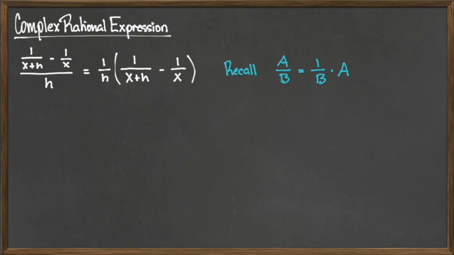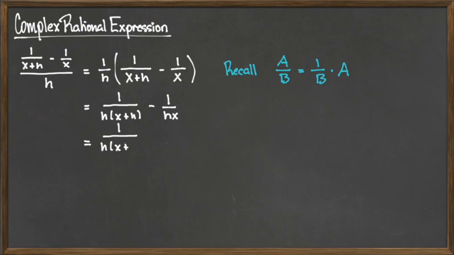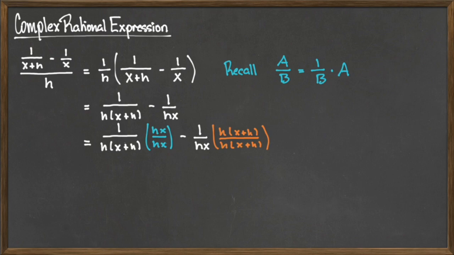Next, I'm going to distribute that 1 over h to each of the fractions within. This gives me 1 over h times x plus h minus 1 over h times x. It's still quite a bit of terms, but this is a little bit easier to look at than what we started with. This is a difference problem, so we still need to find a common denominator. We're going to multiply that first fraction by hx divided by hx, and then that second fraction gets multiplied by h times x plus h over h times x plus h. Again, we're just using the other denominator to construct that multiplication by 1.